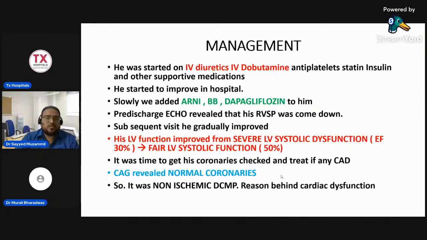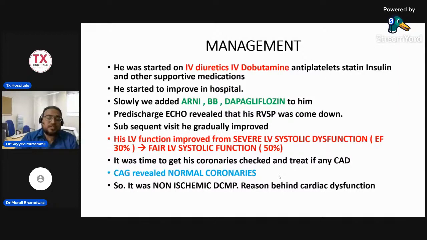Slowly, slowly he started to improve, and we added angiotensin receptor neprilysin inhibitor, that is ARNI, Vymada, beta blockers and dapagliflozin. While in hospital, he lost 8 kg of weight. This 8 kg of weight was nothing but extra water that was collected in his body due to renin-angiotensin-aldosterone system activation and sympathetic nervous system activation, which is a maladaptive mechanism of the body as it tries to cope with a dysfunctional left ventricle. Before discharge we did his echo and found that his right ventricular systolic pressure was coming down.